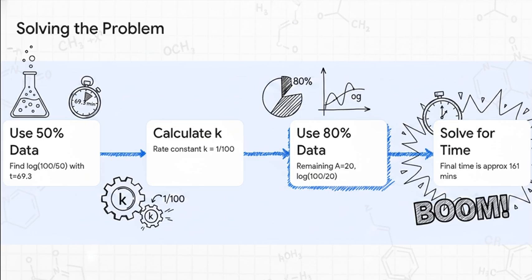Step 4, we plug our K of 1 over 100 right back into the formula. Time T equals 2.303 divided by 1 over 100 times the log of 5. The log of 5 is about 0.698. Multiply it all together, 2.303 times 100 times 0.698, and you get a final time of approximately 161 minutes. Boom. If you can follow that logic, you have just mastered one of the absolute toughest types of numericals this chapter is going to throw at you.